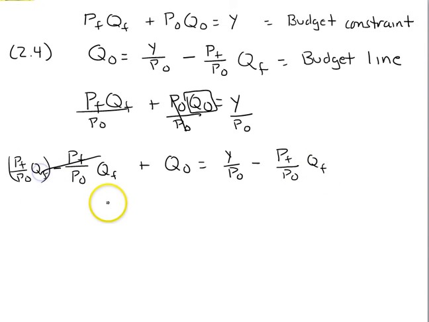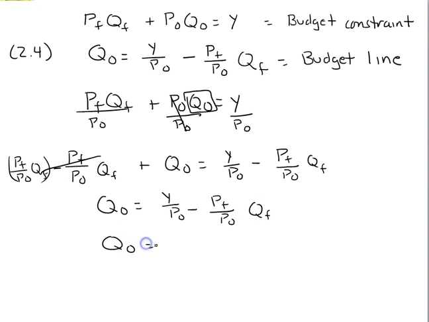This will go away, and I will get QO is equal to Y over PO minus PF over PO QF. And if I rearrange that just a little bit more, I'll get the quantity of other goods is equal to negative PF over PO QF plus Y over PO. What does this remind you of?